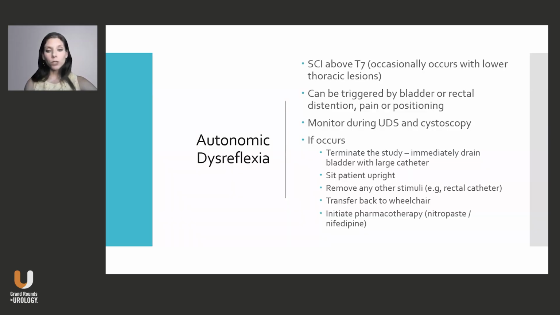So, opposite of what we do when someone vasovagals, right? We lay them down, we put their legs above the level of their heart in order to bring blood flow back to the head. In this situation, we want to do the opposite. We want to sit them upright in order to bring that blood pressure down. Sometimes just the positioning, sitting on a hard surface or a surface that they're not used to, can actually cause a persistent autonomic dysreflexia, so you can transfer them back to their wheelchair, which can be really helpful.